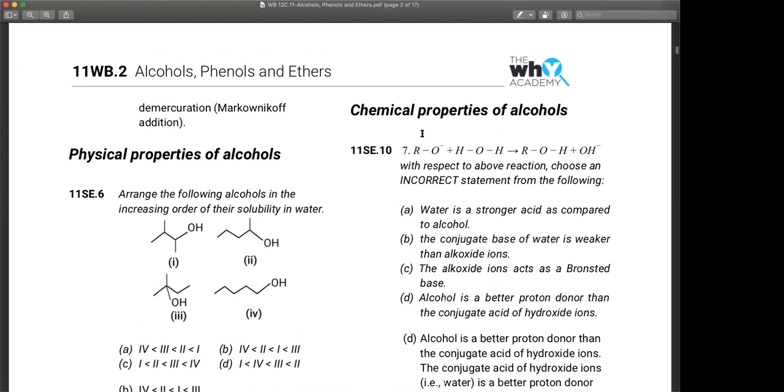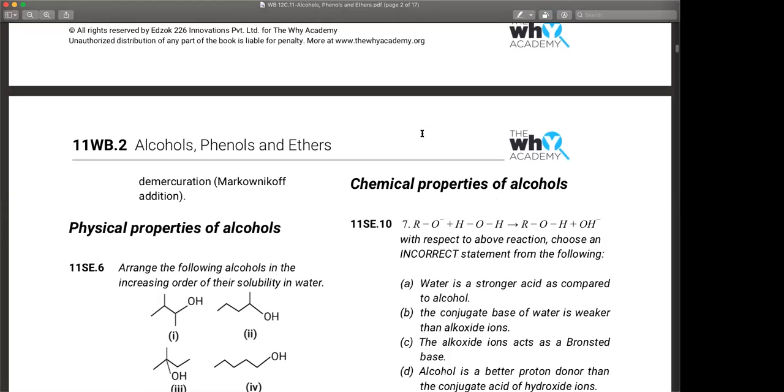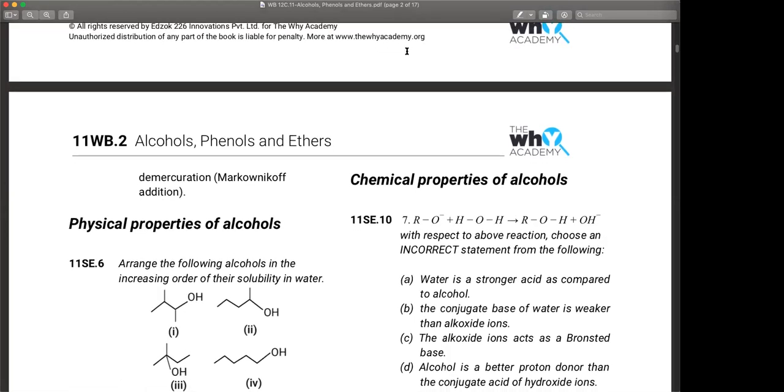All right. So question number 10, if you can see. I think you can ignore the 7 part of it. Must have been a 7th question somewhere else. RO minus plus HOH gives ROH plus OH minus. With respect to this reaction, choose an incorrect statement from the following.